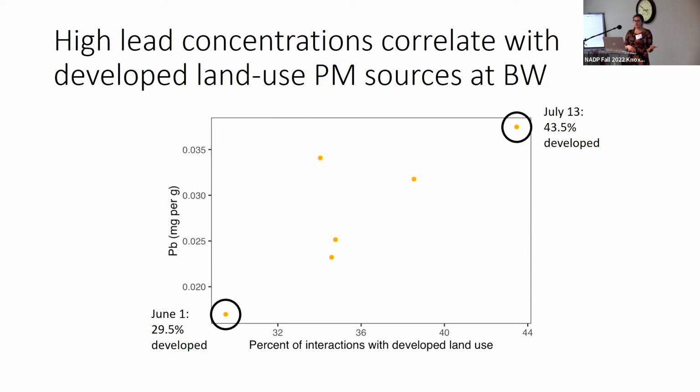On the other hand, when there's low concentrations of lead at the site, that was a week where there were especially low potential sources of particulate matter coming from developed land. And I think it might be easier to visualize that these back trajectories look different between these 2 weeks.